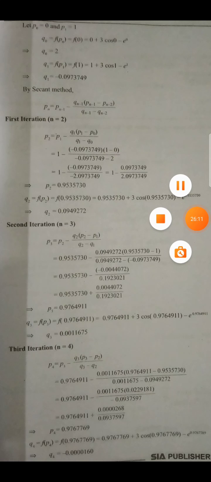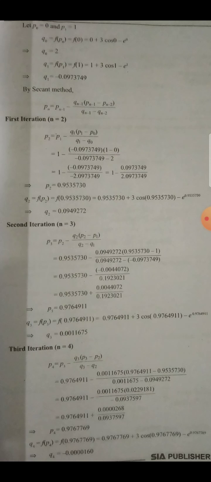First iteration, n equals to 2. Put n equals to 2 in secant method. p2 is equal to p1 minus q1 into p1 minus p0 by q1 minus q0, is equal to 1 minus minus 0.0973749 into 1 minus 0 by minus 0.0973749 minus 2, is equal to 1 minus 0.0973749 by minus 2.0973749, is equal to 1 minus 0.0973749 by 2.0973749, implies P2 is equal to 0.9535730.